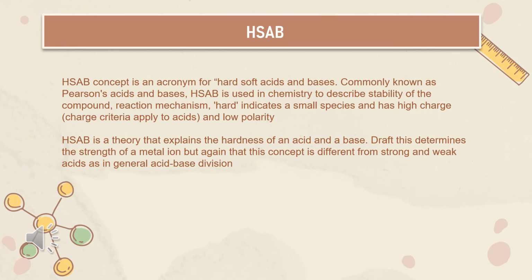Hard indicates a small species and has a high charge. The charge criteria apply to acid, and low polarity. HSAB is a theory that explains the hardness of an acid and base. This determines the strength of a metal ion, but again, this concept is different from strong and weak acid, as in the general acid-base definition.